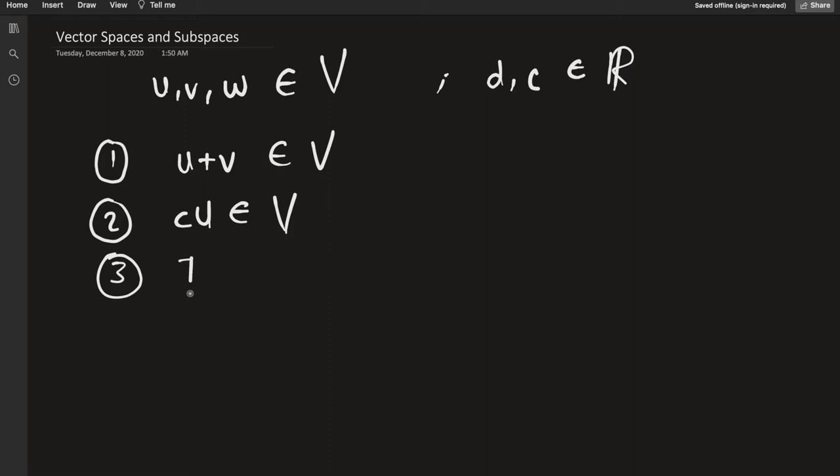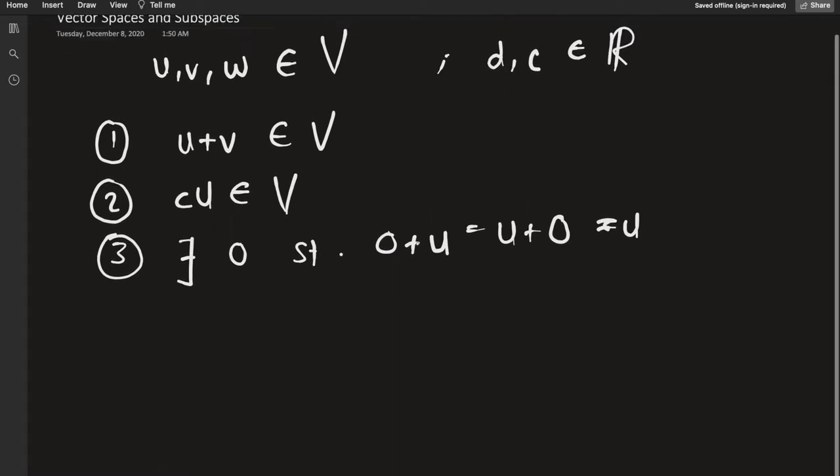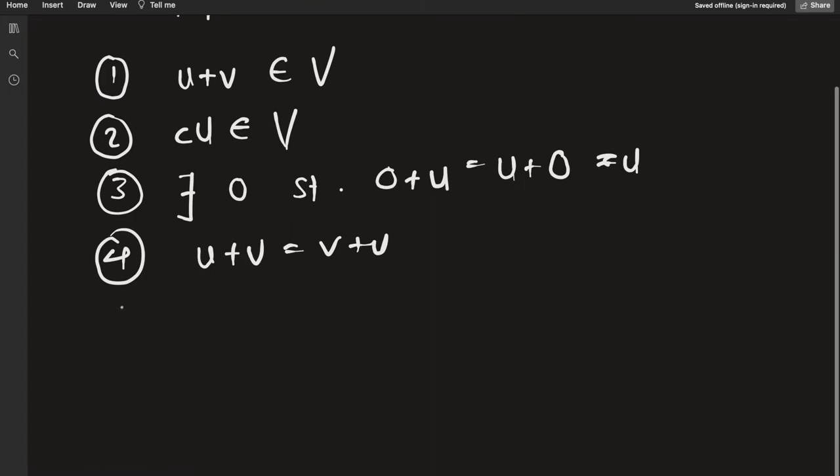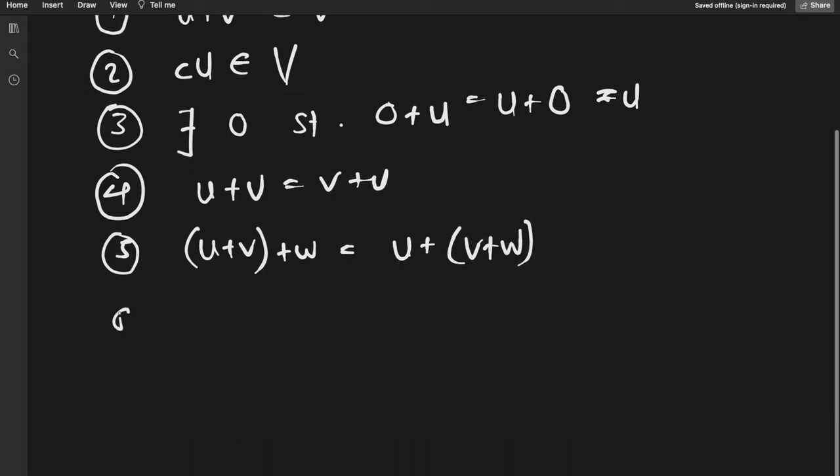The third rule is there should exist a zero element, such that 0 plus any element of V should be equal to the element of V plus 0, which is basically itself. And we are assuming that operations like addition are defined on this. Fourth is U plus V is V plus U, so there's a commutativity condition here. The fifth condition is (U plus V) plus W is equal to U plus (V plus W), so associativity is also required. The sixth is that there should exist a negative element, such that the negative element plus that element is equal to the zero element that we defined in rule number 3.